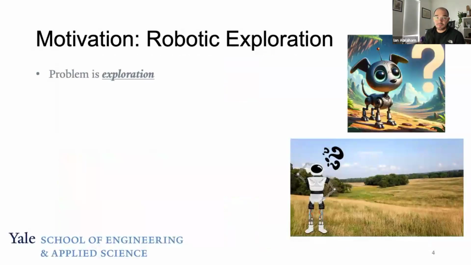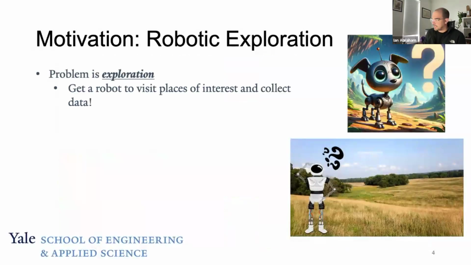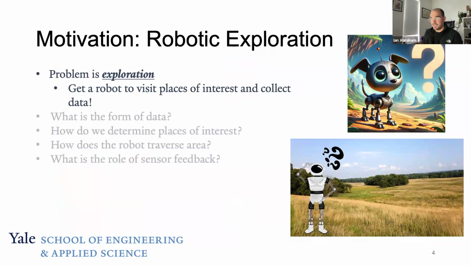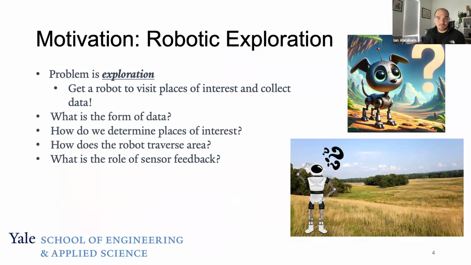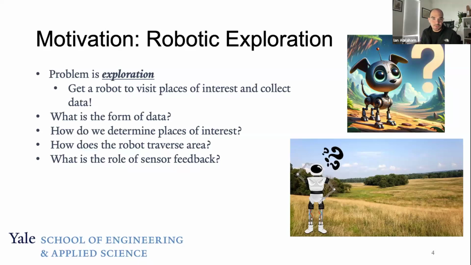All right, so what exactly is the problem? Well, it's exploration. In layman's terms, the way we looked at it is getting a robot to visit places of interest and collect data. A couple of questions arise when you think about the problem in those terms. First, what is actually the form of data? How do we determine what is the place of interest that we want a robot to go towards? How does that robot go from A to B? And what's the role of the sensor? How does that sensor impact the robot's navigation as well as its exploration?